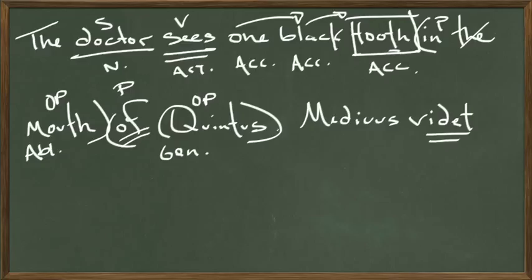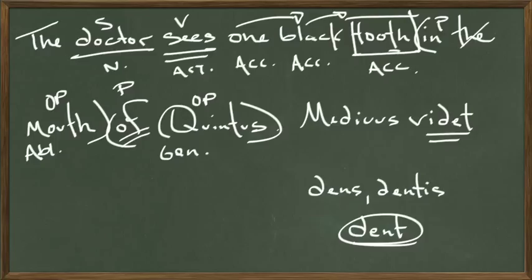Now, the word tooth in Latin is dens, and the genitive is dentis. So, the root word is dent. Alright, that's the root word. And we add the accusative ending to dent because tooth is in the accusative case. That's important. That's actually why I'm making this video. This is where my students trip up. So, dent in the accusative is dentem.